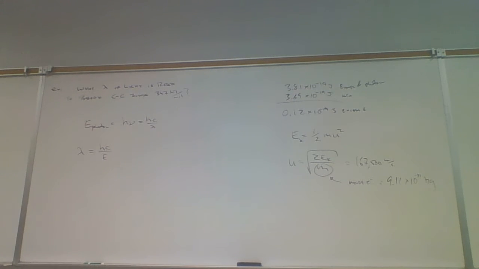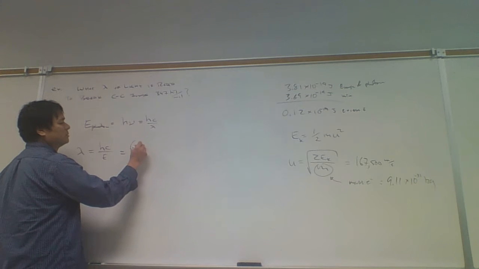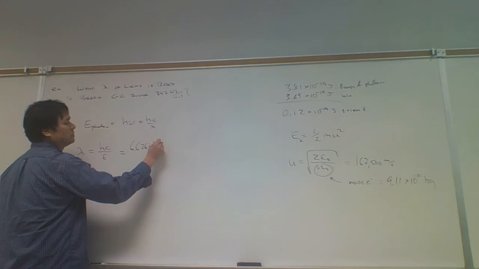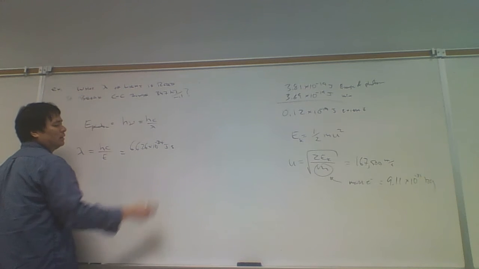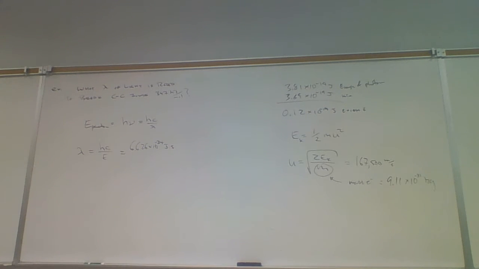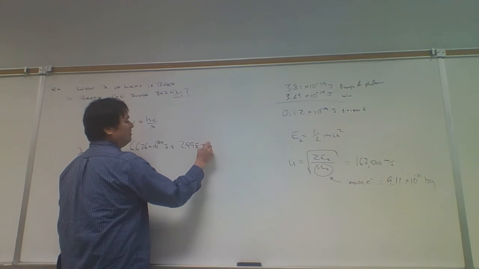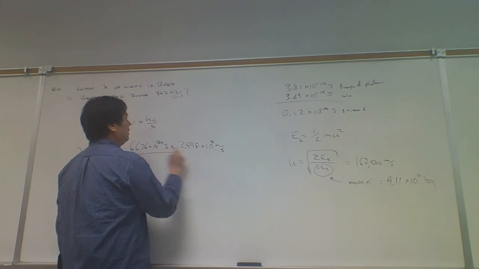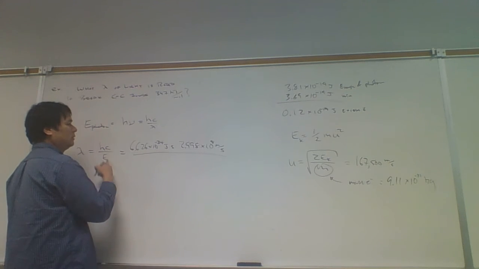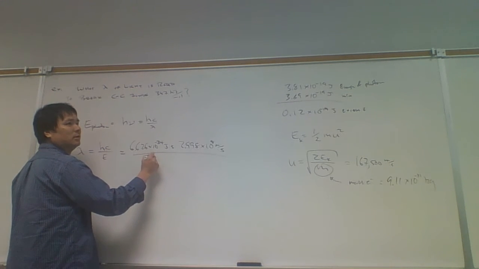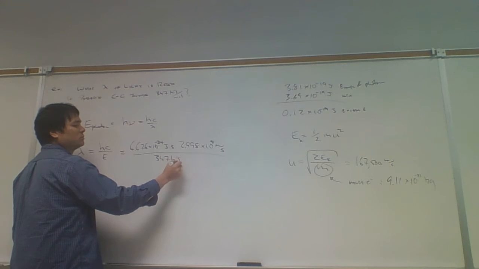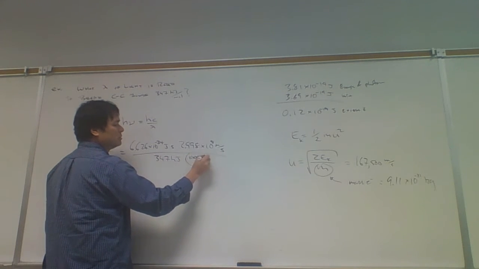And so we'll just plug this in. h is 6.626 times 10 to the minus 34 joule-seconds. Joule times second is not a watt; a joule per second is a watt. A joule times second is called an action, a unit of action. c is 2.998 times 10 to the 8 meters per second. And E is 347 kilojoules. We'll have to convert that into joules: 1,000 joules per kilojoule.